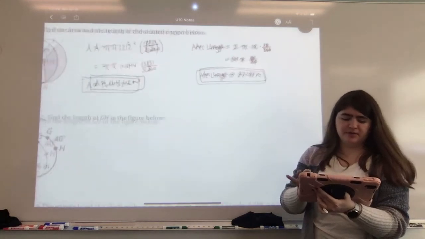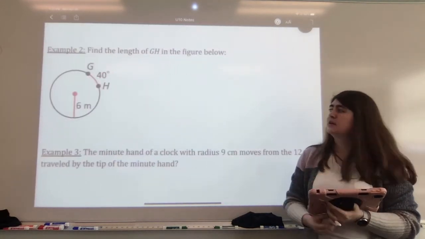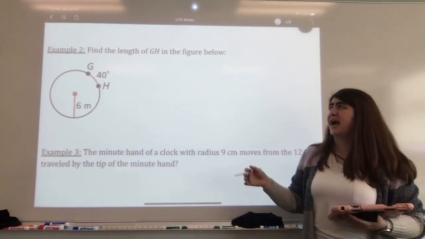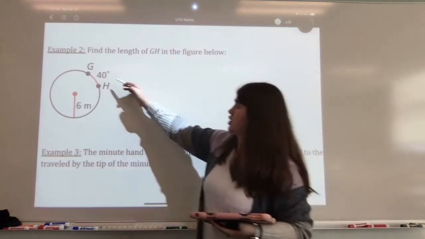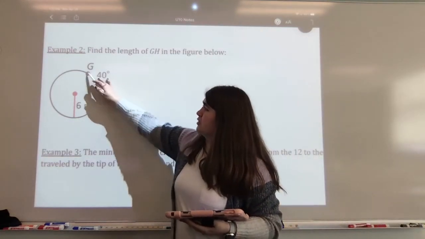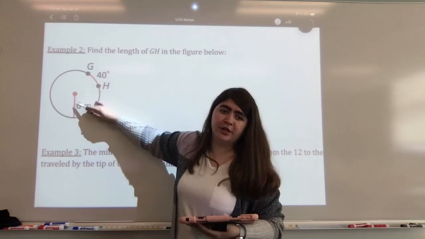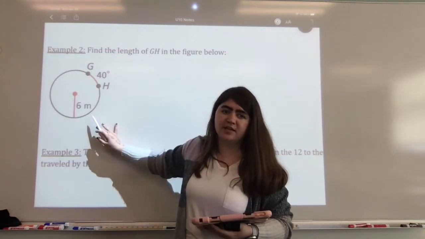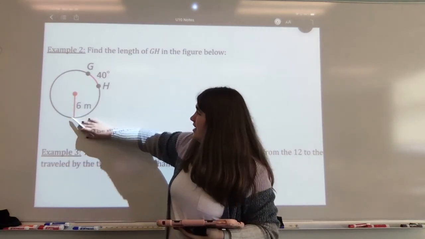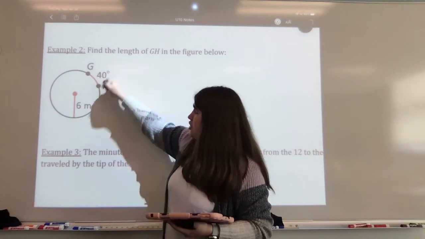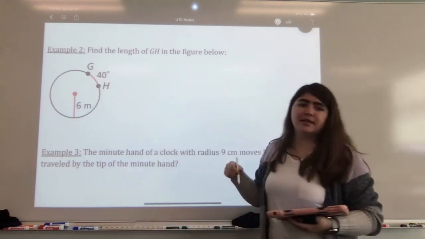All right, on to example 2. This example is asking us to find the length of GH. So GH is right here. My radius is over here. My radius will be the same no matter where it is on the circle. So my radius is 6. I have G to H, and it's labeled as a 40-degree difference.